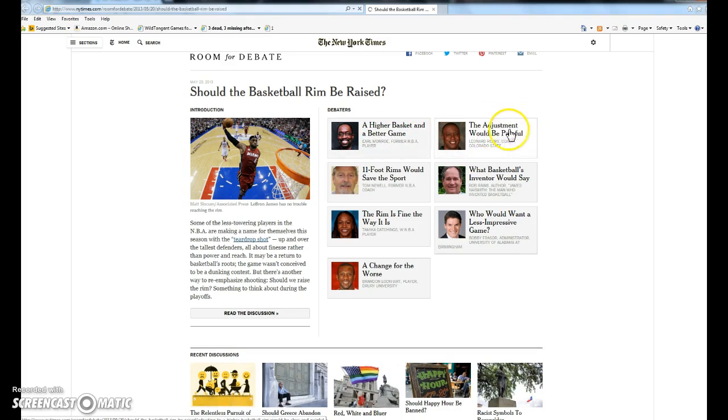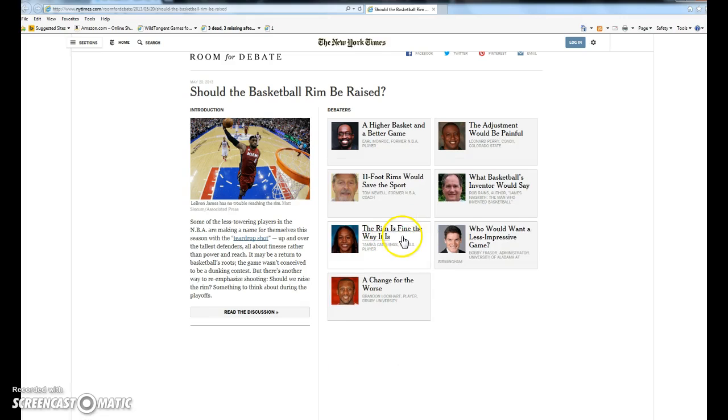This guy says the adjustment would be painful. So probably not in favor of it. 11-foot rims would save the sport. Raise it up. The rim is fine the way it is. Don't raise it. So let's just say you click on one of these articles. Once you get it open, I would read through it first and make sure you understand it and like it before you download it. But then go ahead and once you choose one, download it and come to class tomorrow with that.